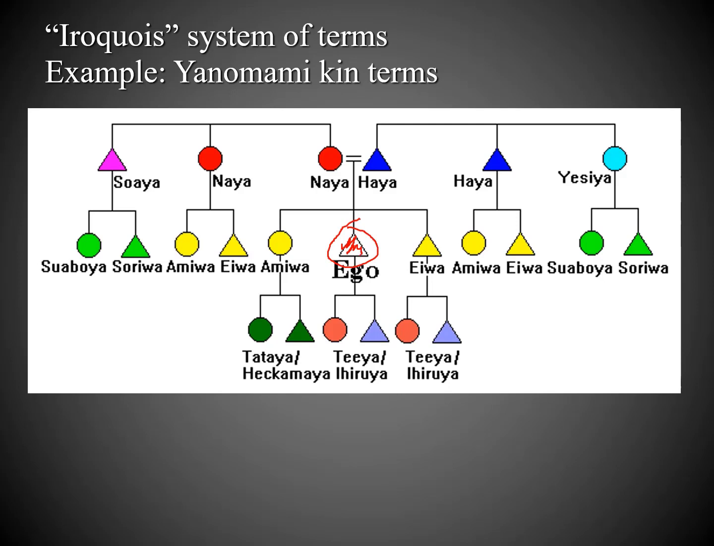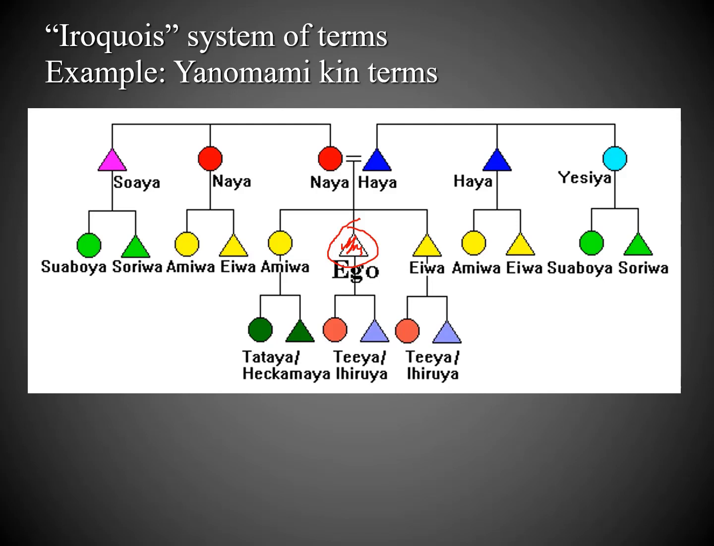So in Yanomami, the ego's mother is Naya, and note mother's sister also Naya. Ego's sister and brother, Imiwa and Iwa. Also note, ego's mother's sister's children are also called by sibling terms, brother, sister, the same terms ego calls his actual brother, sister in U.S. terms. Hopefully that made sense.